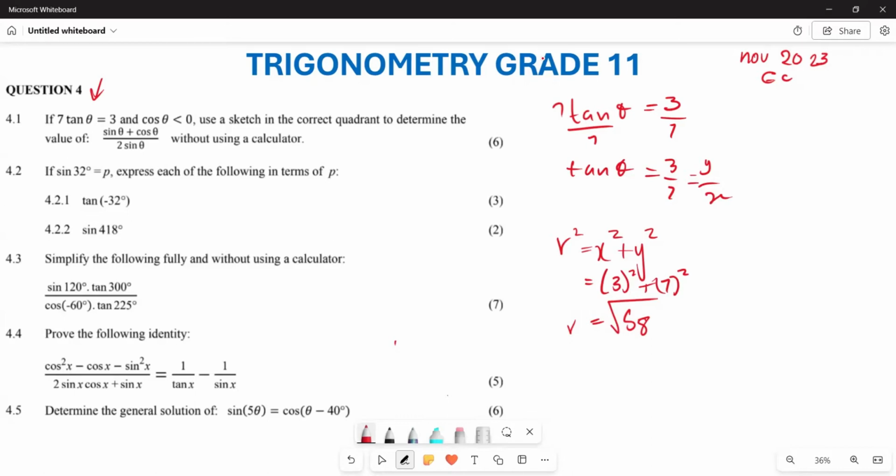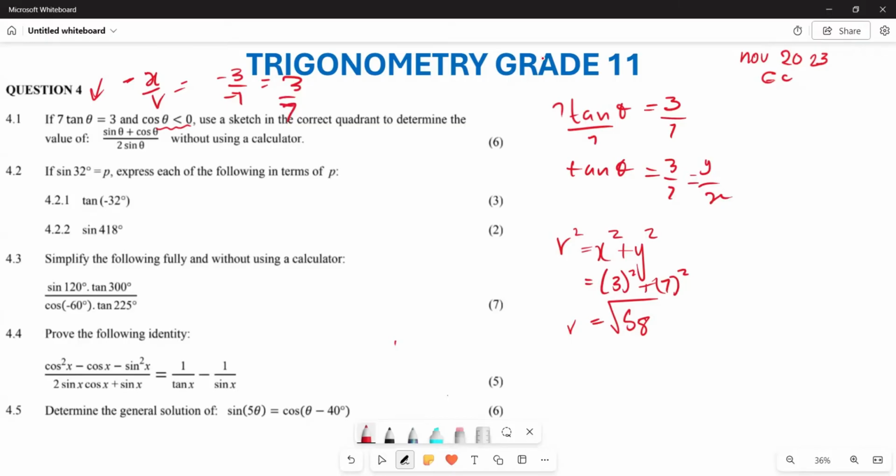But there's one thing I want you to take note of here. They said the cos of your theta is less than 0, right? Remember cos is the same as x over r. So they are saying your x is going to be negative. But what we had here was positive, which means this was actually the same as negative 3 over negative 7, because this still gives us 3 over 7 altogether.